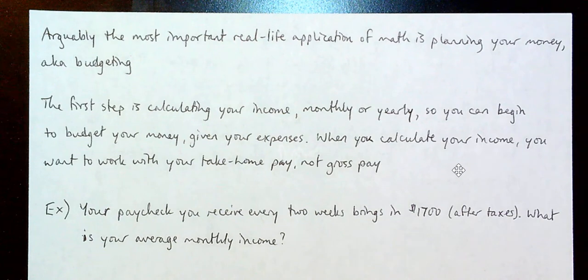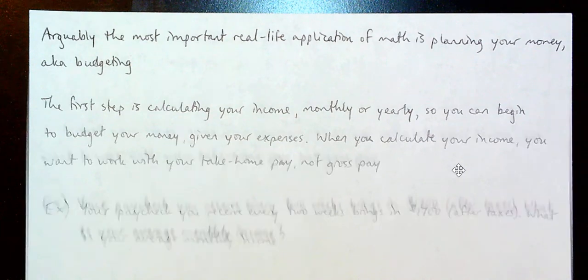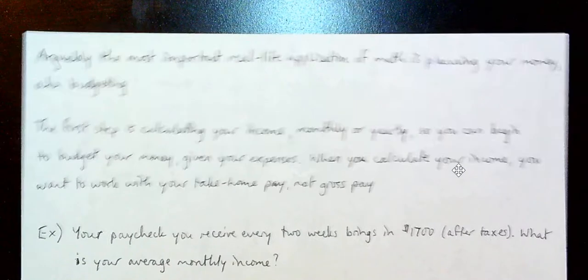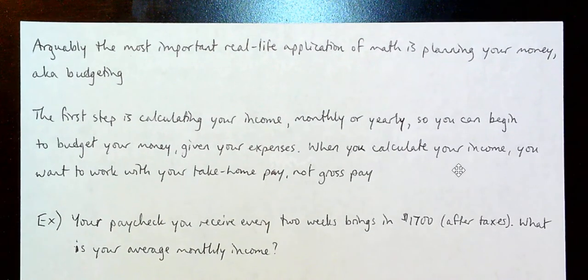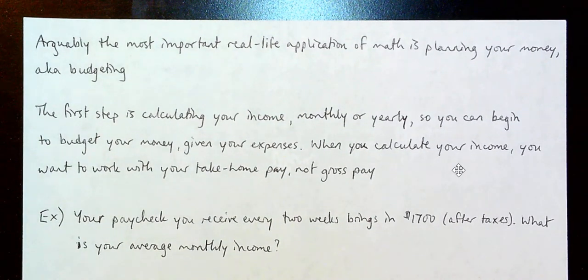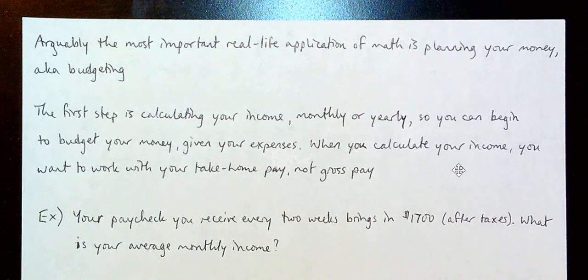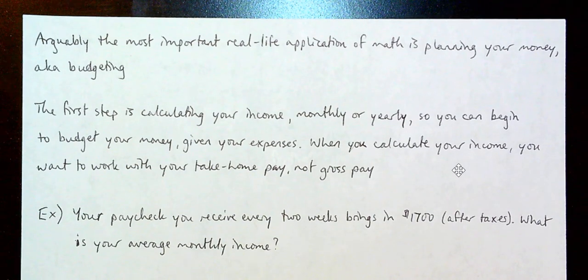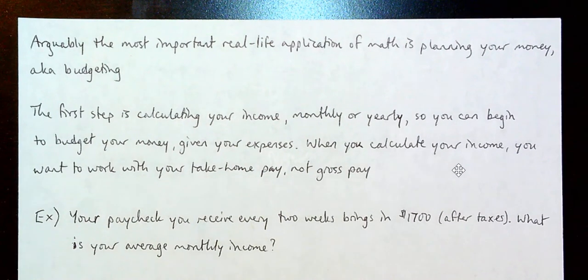So as I said, this is arguably the most important real-life application of math. It's very, very basic. There are no complex calculations happening here. You have to bring in more money, or technically you have to, at the least, bring in the same amount of money that you spend every month. Obviously, you want to bring in more than what you spend every month.